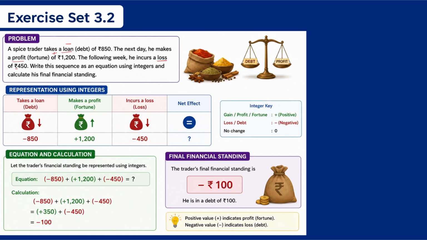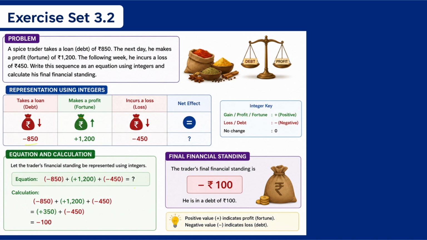So write this as an equation. Initially, it started with an 850 loan, so it's a negative integer, negative 850. He then makes a profit of 1200, so this number is represented as a positive integer. Then he incurs a loss of 450 rupees, so that's going to be minus 450. Now we have all these integers: 850 is a negative integer, 1200 is a positive integer, 450 is a negative integer. We need to put all of these into an equation: negative 850 plus 1200 plus negative 450.